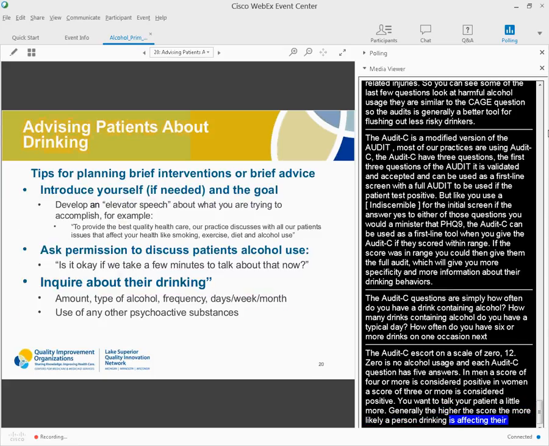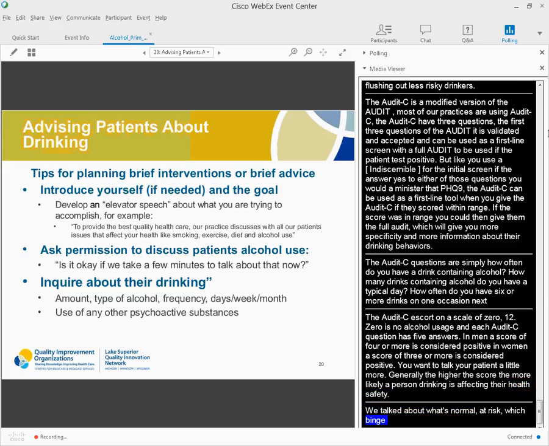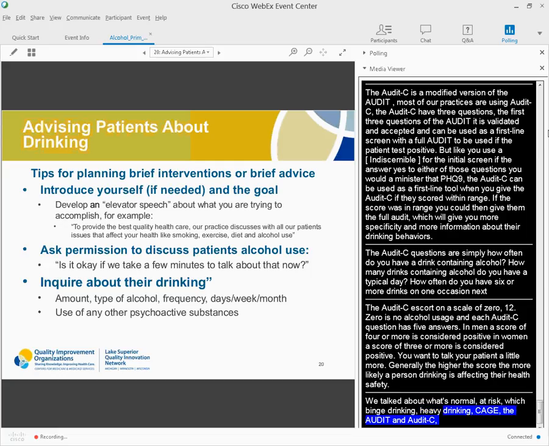Okay, so we talked a little bit about what's normal, what's at-risk hazardous drinking, what's binge drinking, what's heavy drinking. We talked about CAGE, about the AUDIT, and about the AUDIT-C. The rest of the presentation is going to be about advising patients about their drinking, or talking to them about their drinking.